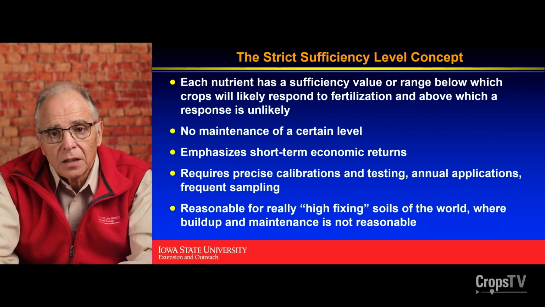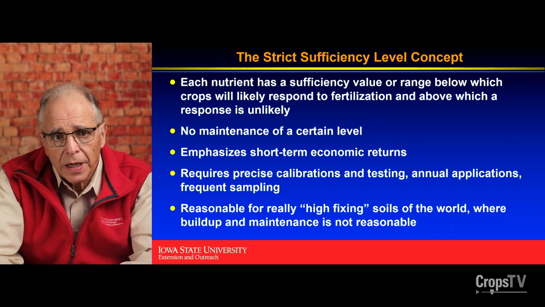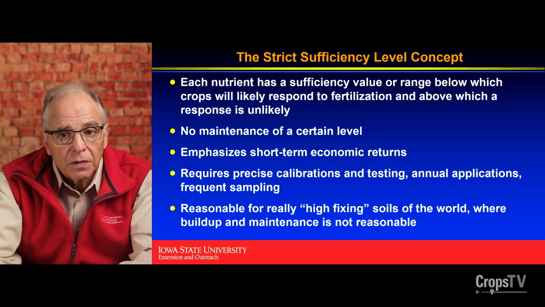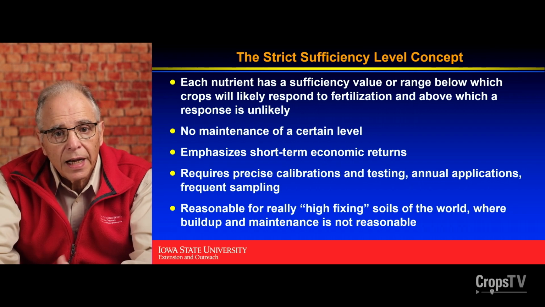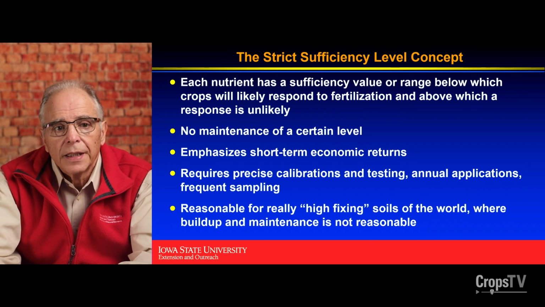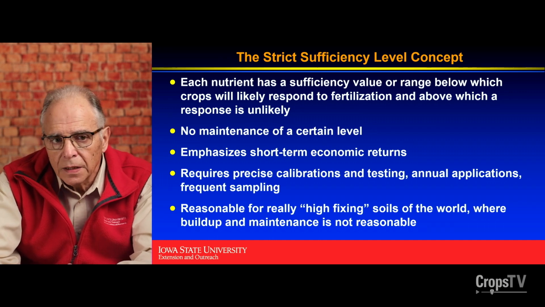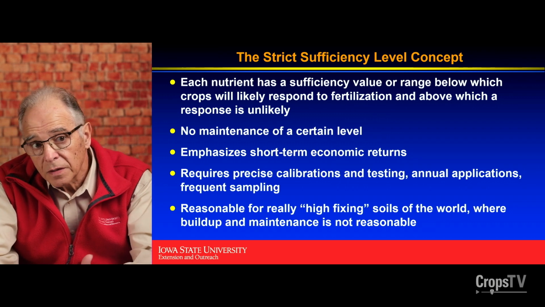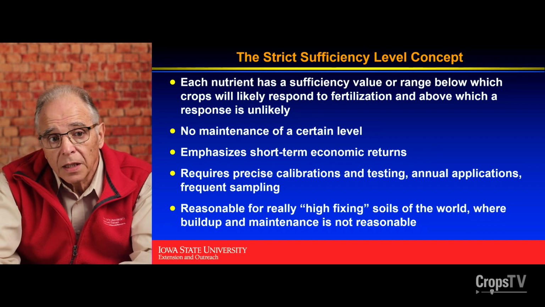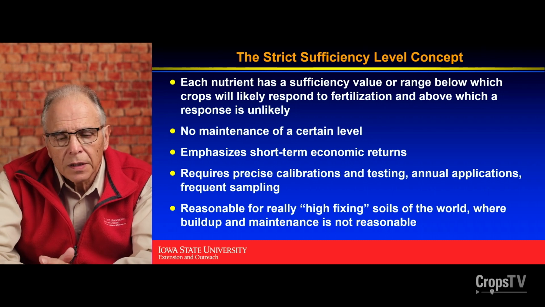Okay, the strict sufficiency level concept means that each nutrient, and we're talking about P and K now, has a sufficiency value or range below which crops will likely respond to fertilization and above which a response is unlikely, okay? In the strict application of this concept, there is no maintenance level. The fertilizer is applied when it's needed. Large amount if it's very low, lower amount if it is higher, okay? But in this concept, there is no maintenance. The concept is very common.